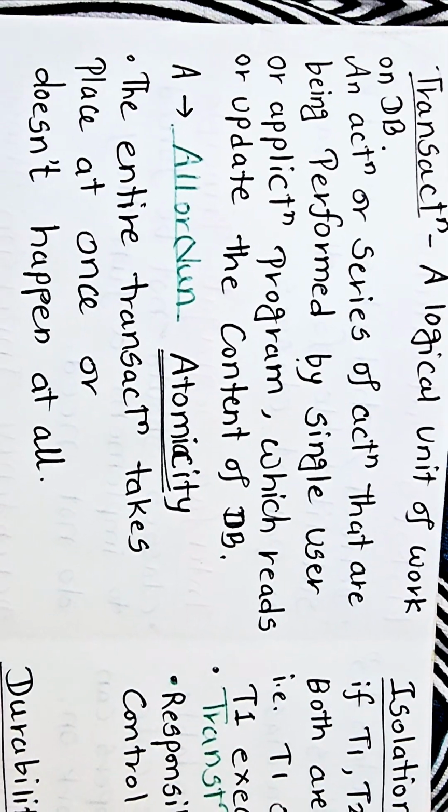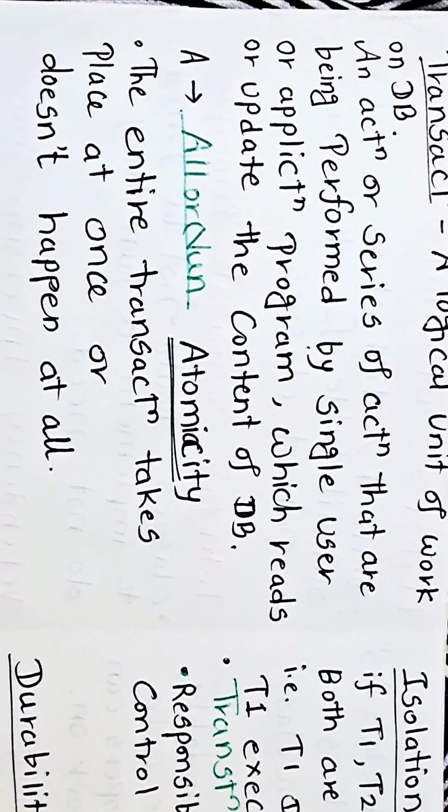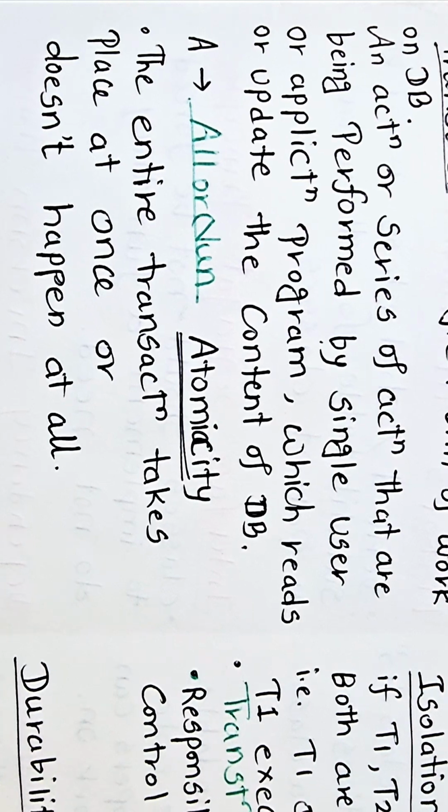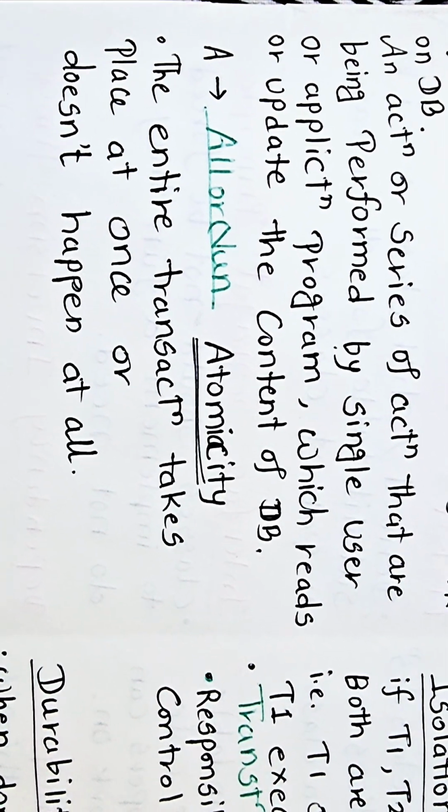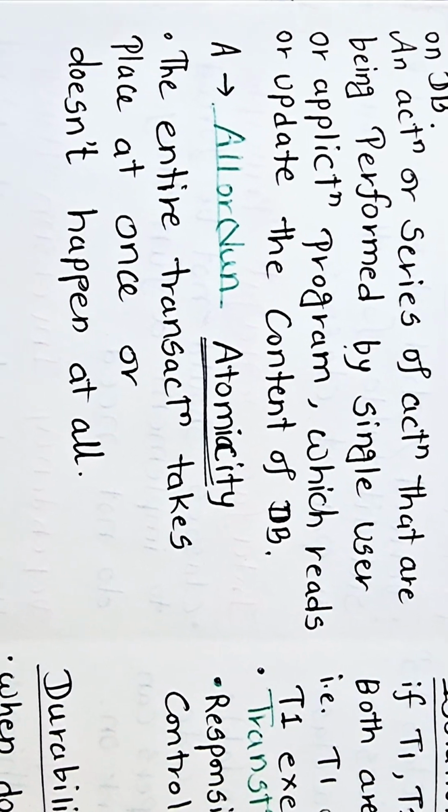Atomicity. So the first ACID property is atomicity. It's all or nothing. The entire transaction takes place at once or doesn't happen at all.